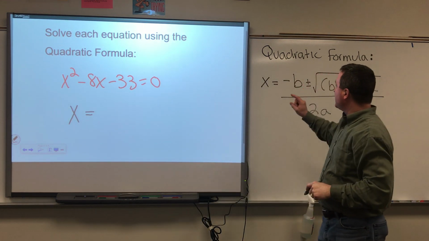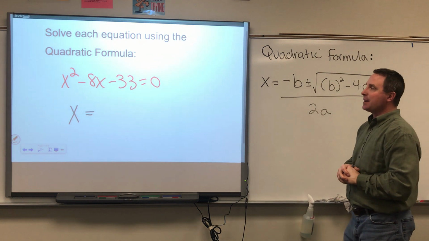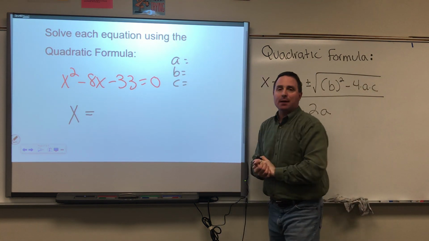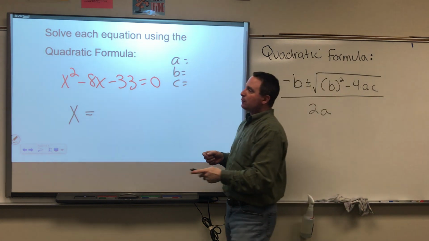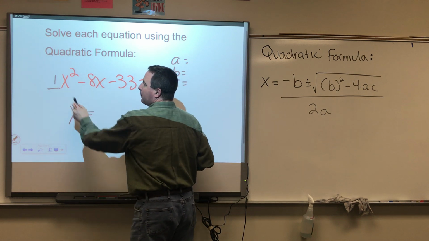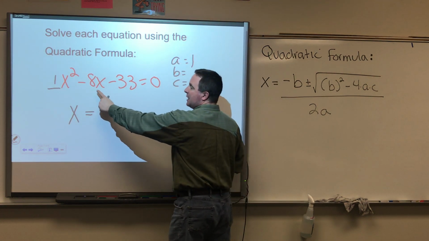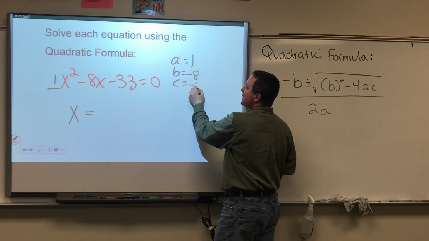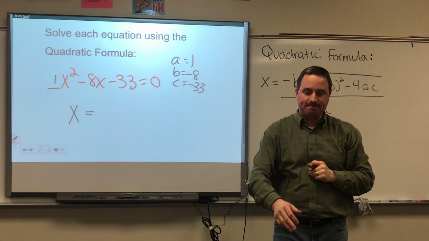Before I do that, like I said earlier, it's important to identify a, b, and c. To start with, it's very helpful to write down a, b, and c. a is the number in front of the x squared. I don't see a number there, but there's actually a number 1. So a is 1, b is negative 8, notice the negative sign, and c is negative 33.